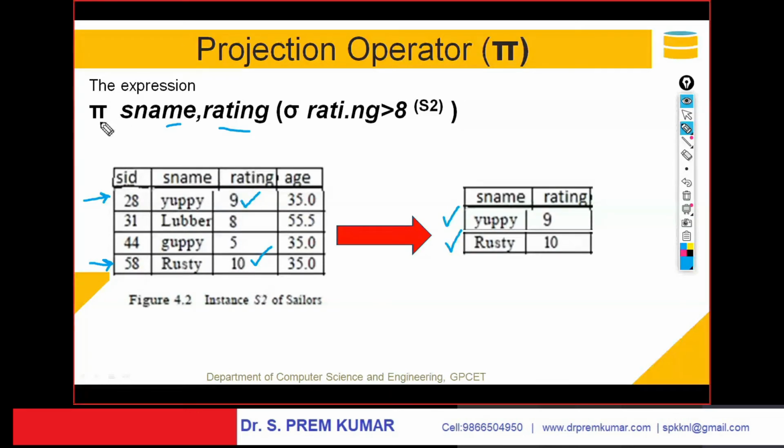From this I am projecting S name and rating, and you will get only S name, that is UP, Rusty, and their ratings 9 and 10. You get the output. This is a mixed fragmentation. Here I am using the selection operation, and I am using the projection operation. Selection and projection combination. Please go through it.